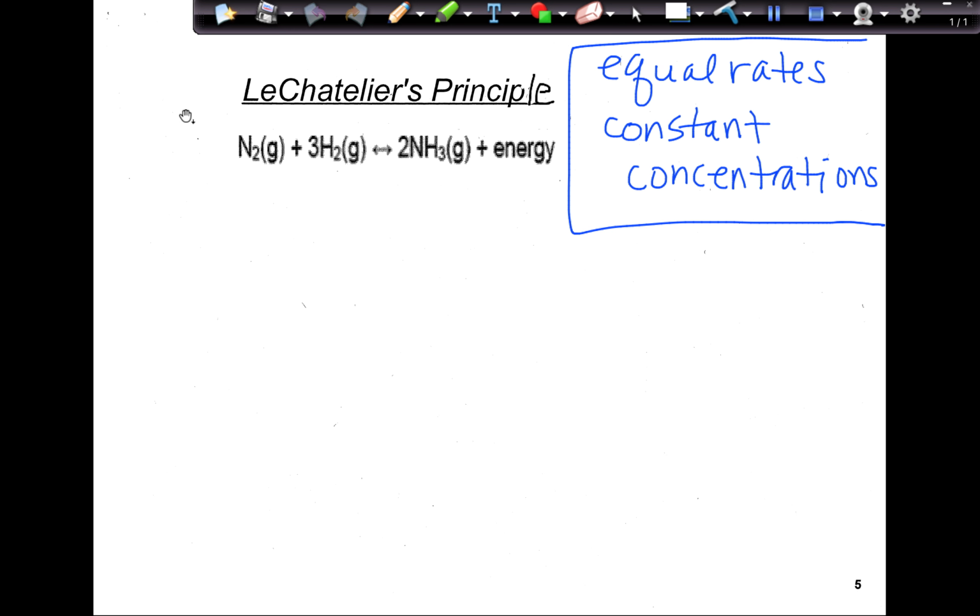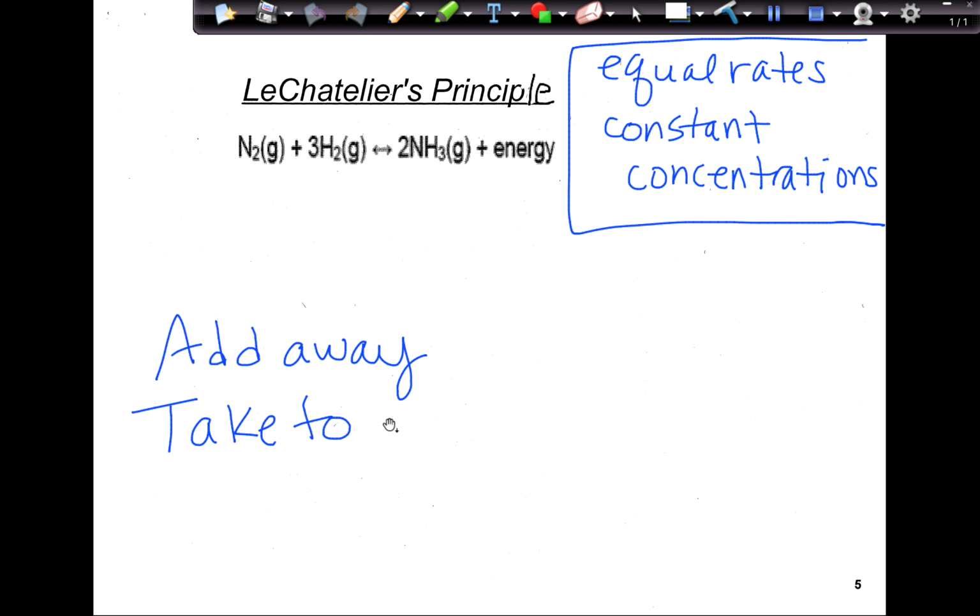Le Chatelier's principle states that if you put a stress on a system that's at equilibrium by changing concentration, changing temperature, or changing pressure, if there are gases involved, that will cause a shift in the equilibrium in a way that alleviates the stress. We used the memory tools add away and take towards. That means that if you add something, you shift to make more of what's on the other side. If you remove something, you shift towards that reactant or product to make more of what's on the same side.